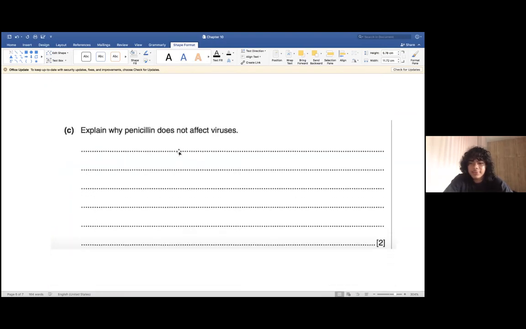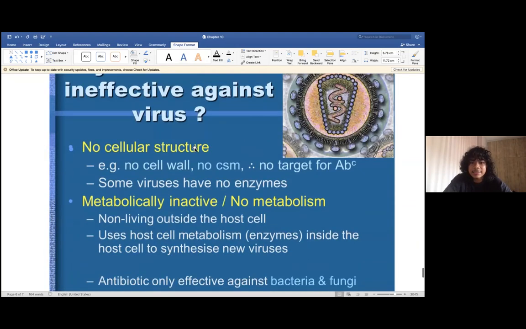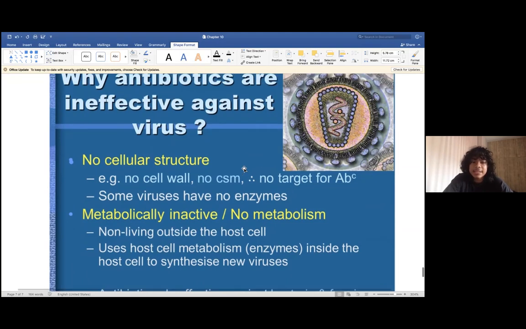Moving on to the last question, explain why penicillin does not affect viruses. Now we know a virus is not a cell. It has no cellular structure. For example, it has no cell wall, unlike bacteria, which have peptidoglycan, and it has no cell surface membrane. So it is no target for antibiotics. And some viruses have no enzymes.